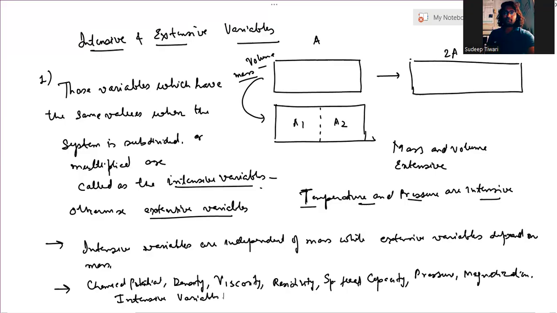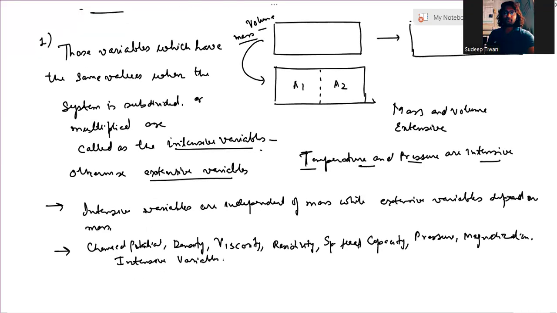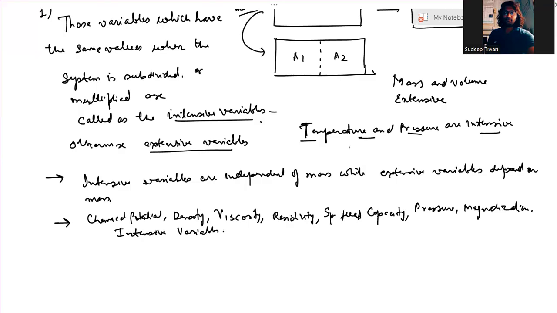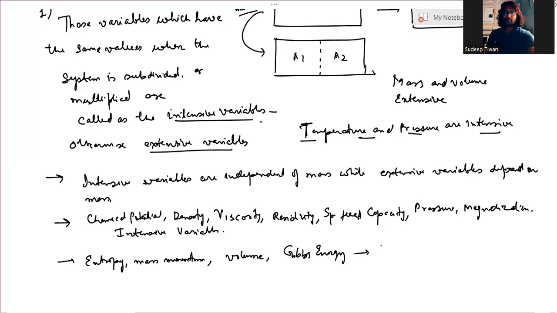Now, mass, momentum, entropy, volume, these are all extensive variables. In fact, another term we'll study later, which is Gibbs free energy. These are all extensive variables. I hope it is clear.